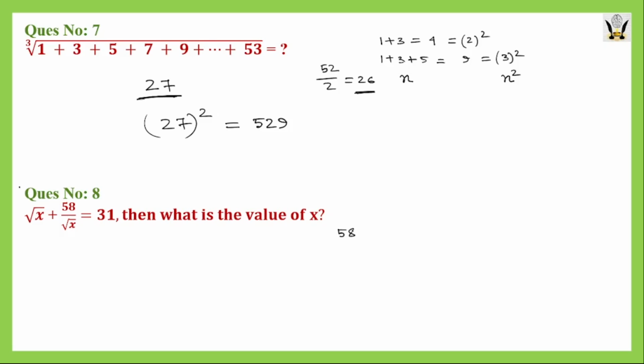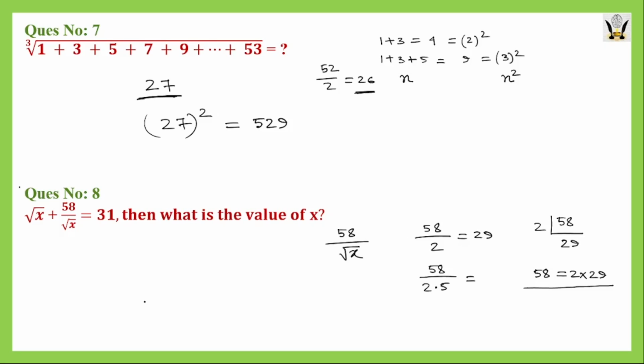So since 58 divided by root x is an integer, root x can be said to be one of the factors of 58. Then only 58 divided by root x will be an integer, because if we divide 58 by 2, that value will be 29, an integer, whereas if we divide 58 by 2.5, that value will not be an integer; it will come in decimal or fraction. So for the result of division of 58 by root x to be an integer, root x has to be a factor of 58. Now let's factorize 58. That means 58 has only two prime factors, 2 and 29.